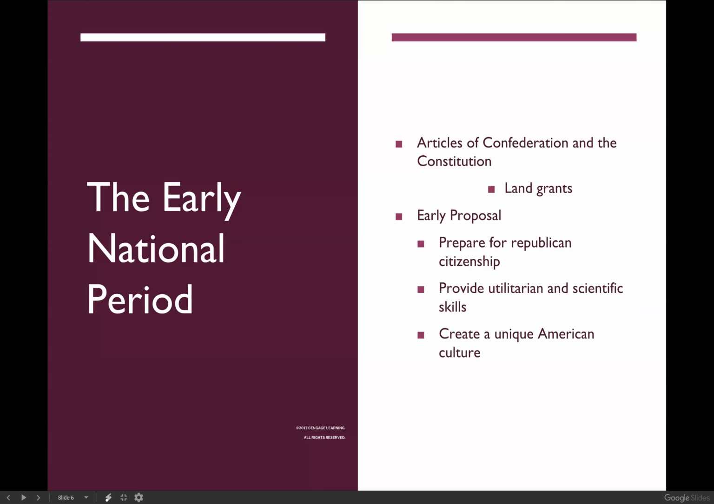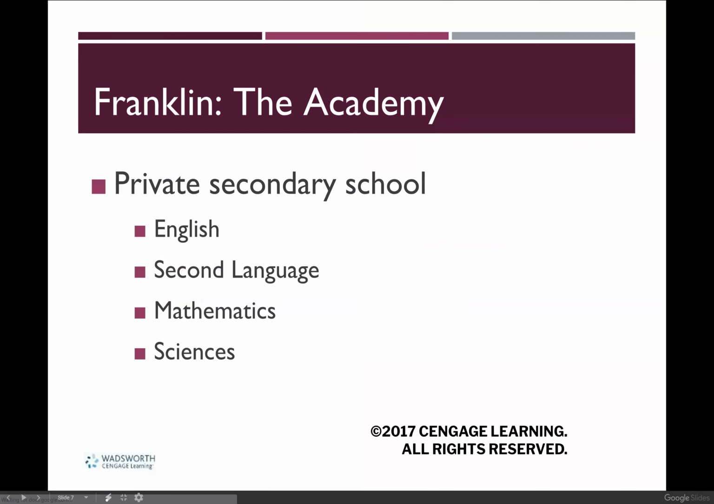So in the early national period, there were some developments that kind of moved forward from those colonial periods. We had the Articles of Confederation, the Constitution developed, we had land grants, and then we had some early proposals for what this education system should look like, either statewide or nationwide. So let's look at some of the proposals. One was by Benjamin Franklin. His was the Academy. And so this is kind of what secondary school was based on.